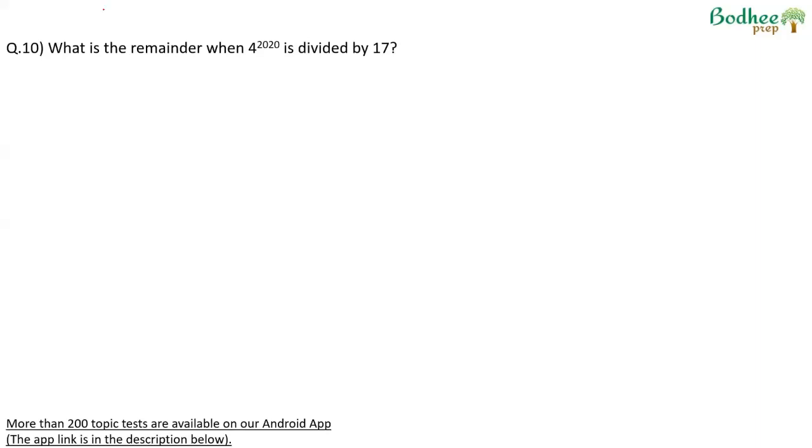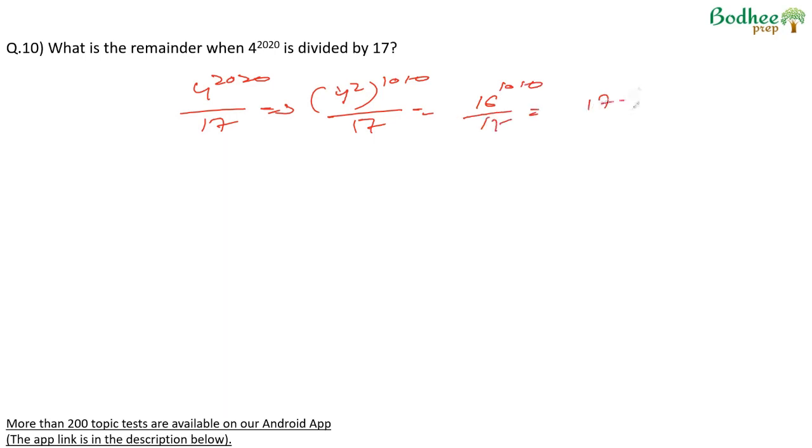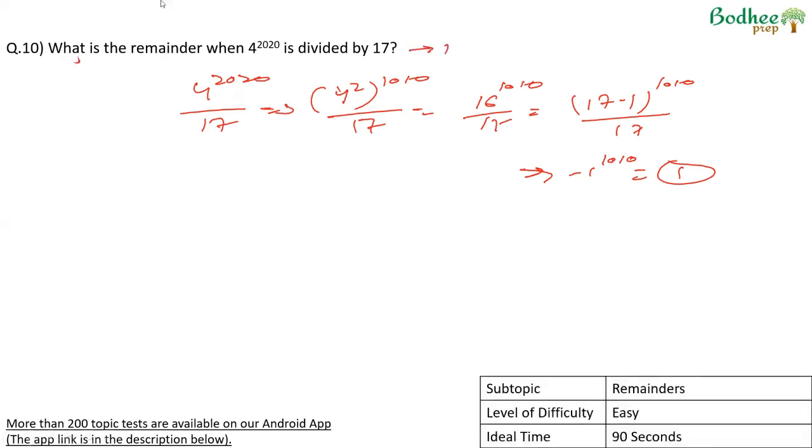What is the remainder when 4 raised to power 2020 is divided by 17? 4 to the 2020, just square the 4. So 4 square raised to power 1010. This becomes 16 raised to 1010. 16 is 17 minus 1. So the remainder here will be minus 1 raised to power 1010, which is even, therefore 1. And that is the answer. Easy question, shouldn't take more than a minute, minute and a half.